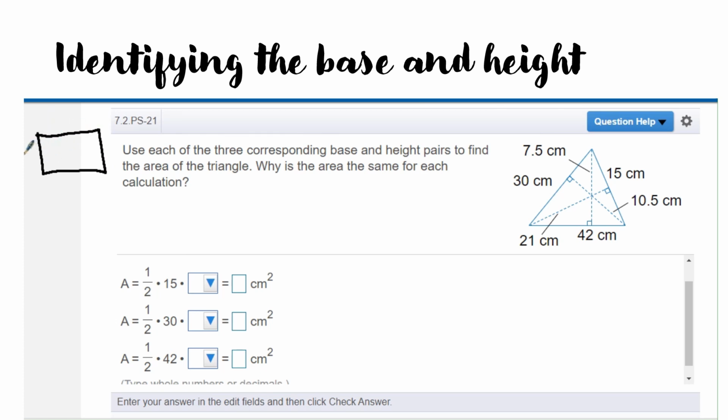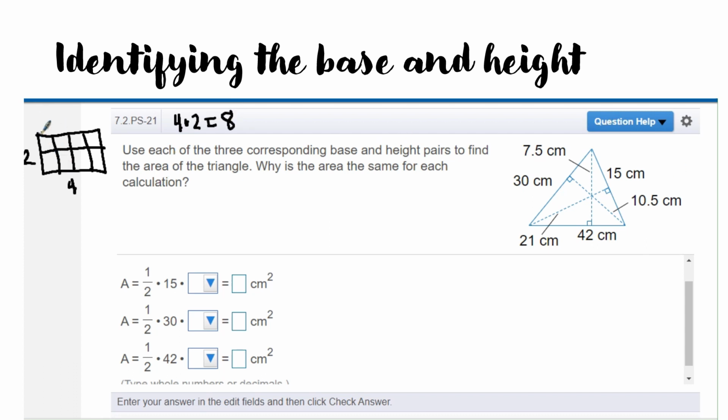Let's say we have a rectangle that's 2 by 4, and we want to find the area. We have 2 squares going across the side, the width, and then we have 4 squares going across the bottom. So the area of this rectangle is going to be 4 times 2, or length times width. The area is going to be a total of 8 squares.